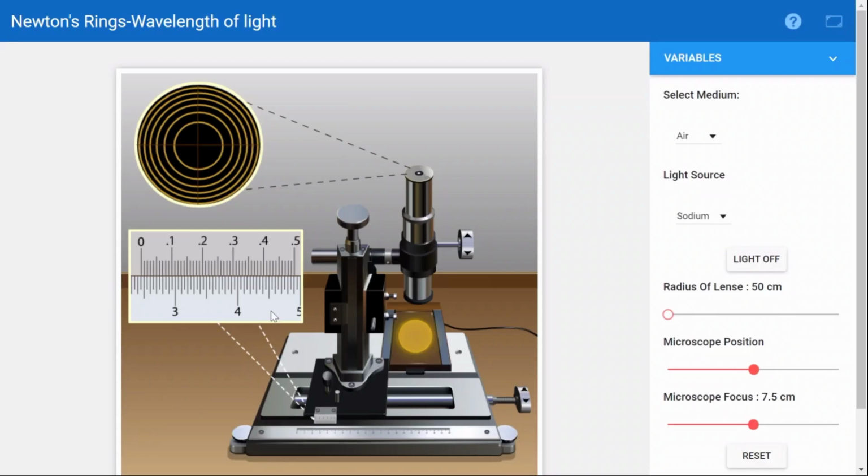Okay, so the bottom scale you are seeing is your main scale, and the upper one is your vernier scale. If you look carefully at the main scale, the number of divisions between 3 and 4 is 20, right? Out of those 20 divisions, suppose I am taking only one main scale division. Then the answer will be 1 divided by 20. Yes or no?